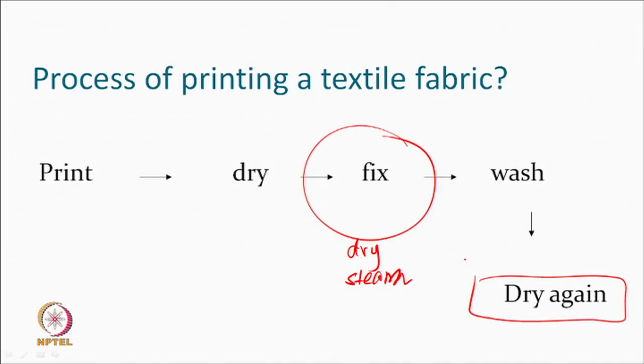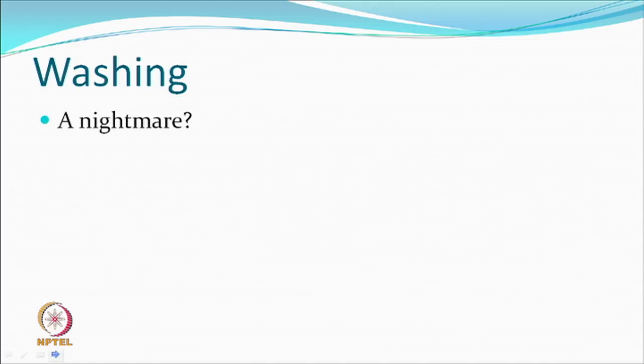So, drying, fixing, like any other chemical processing unit operation, a lot of energy is consumed, but that is it, no problem. We have to consume energy, unless that happens, it becomes a problem. So, this is the basic process of printing a textile fabric, simple steps, essential. We have done everything and you say now washing. Washing itself is a difficult task.